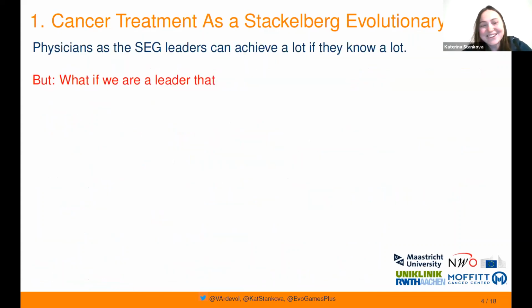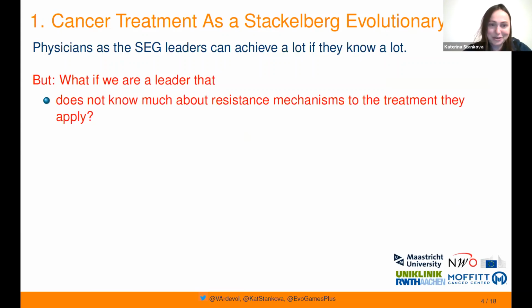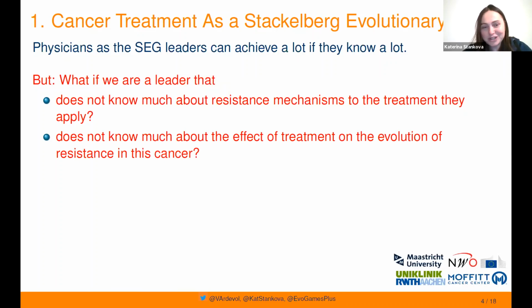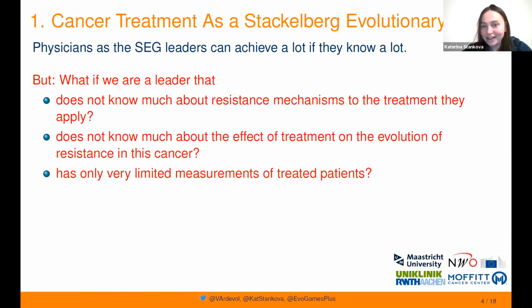Yes. So now, today we are going to take a somewhat different angle on this because, well, it's obvious that if the physician knows a lot as a leader in this game, they can achieve a lot, assuming this physician really acts rationally. But today, what if we have a leader that misses a lot? So we don't know much about resistance mechanisms to the treatment which they actually apply. The physician does not know much about the effect of treatment on the evolution of resistance in the cancer. And on top of it, we have limited measurements of treated patients.